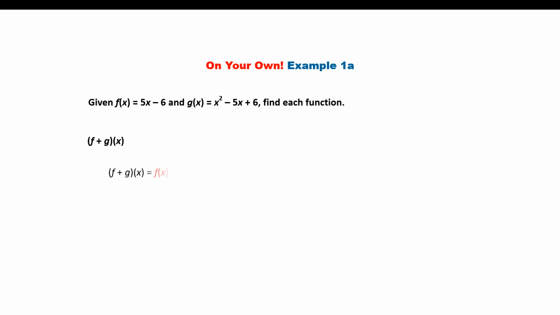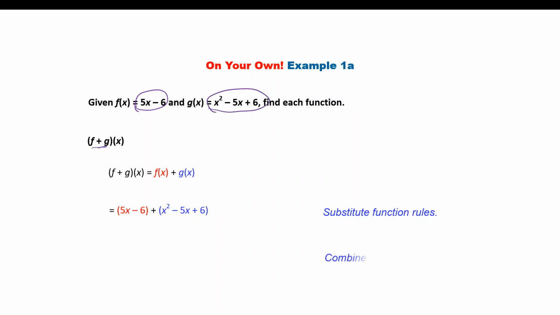Okay, again, you should have easily just realized what we needed to do. Substitute the functions into each of them. 5x minus 6, that's our f of x. We're adding plus, and then here's our g of x. And once we do that, then we can combine our like terms. And notice my 5x and my 5x cancel out, my -6 and -6, just leaving me with x squared, and that's your final answer.